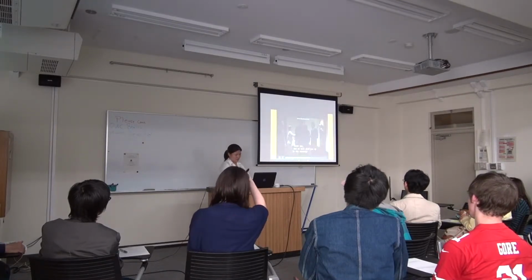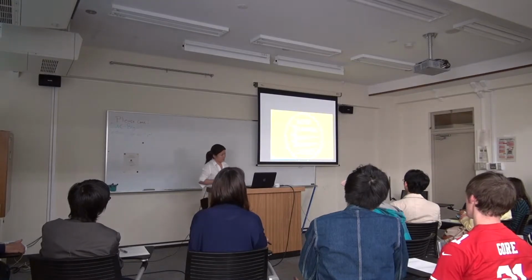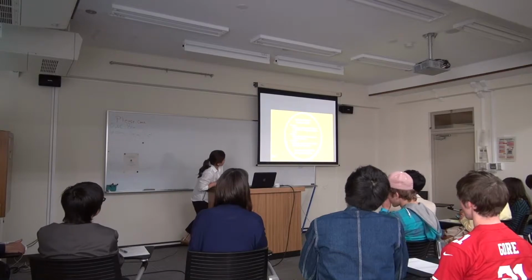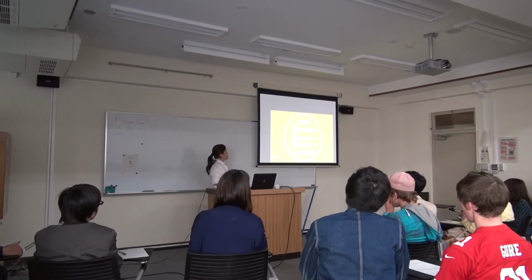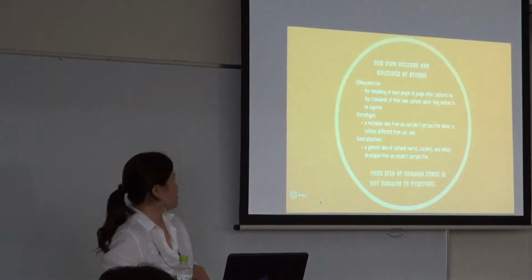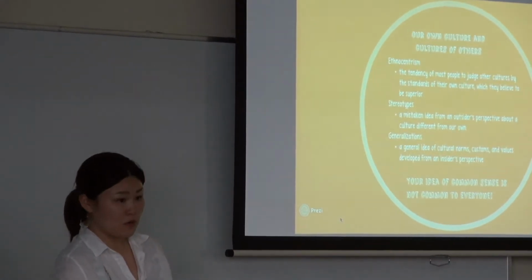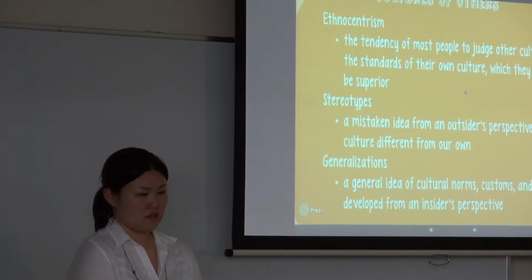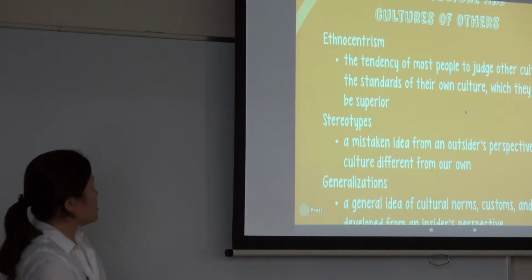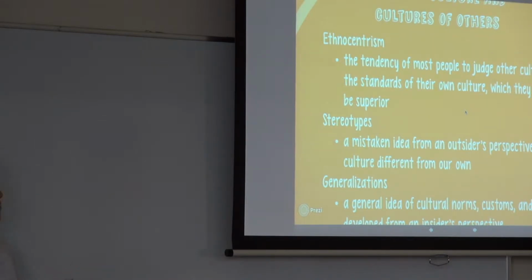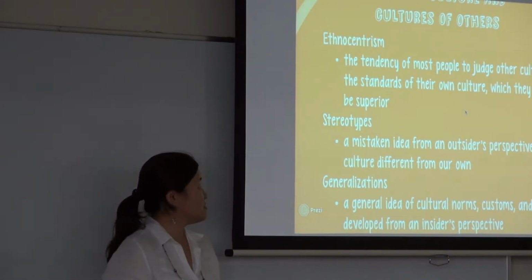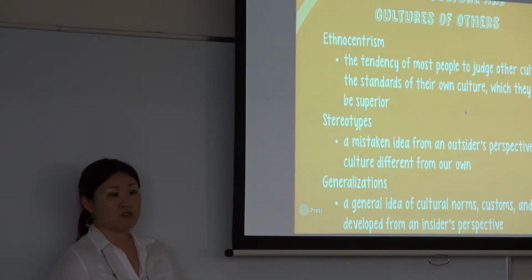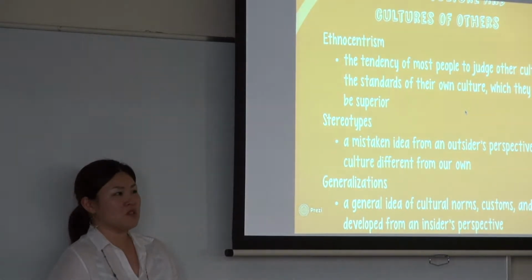Let's stop it right here. So, in talking about our own cultures and cultures of others, there are some terms that are important to know. The first one is ethnocentrism. I don't know if you have heard, but it's the tendency of most people to judge other cultures by the standards of their own culture, which they believe to be superior.